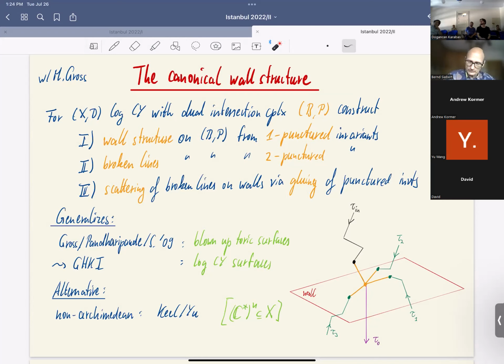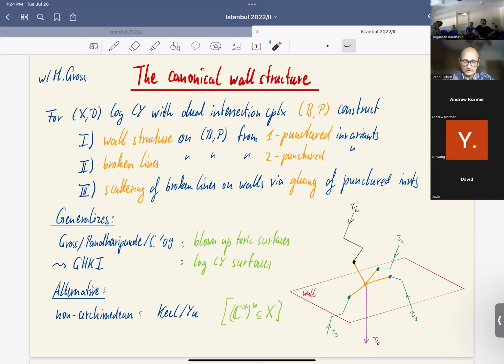So what this part of the talk is about is really, I start from a log Calabi-Yau. I want to construct a mirror. And the key point in my program with Mark is, or the thing we have produced for many years is producing a wall structure, and then via broken lines, the theta functions, and then you get the mirror algebra.